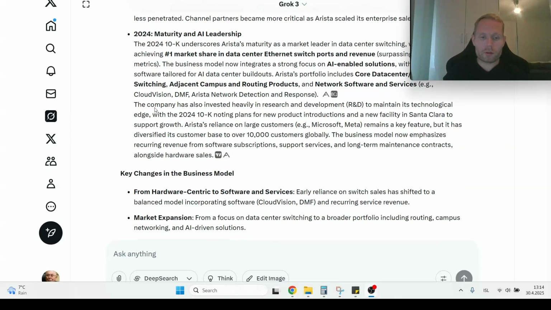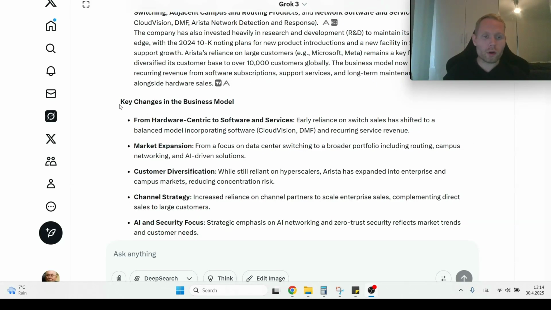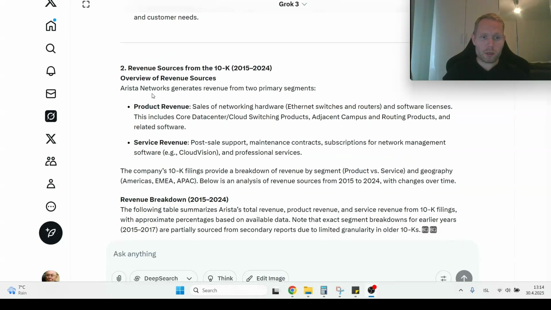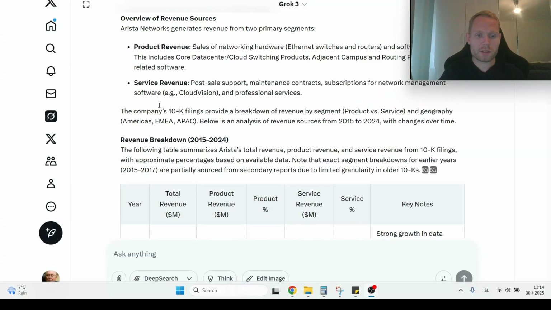If we keep on scrolling down, Grok is highlighting the key changes in the business model, going from hardware centric to software and services, which is good, expanding their markets and diversifying their customers. And here Grok is explaining to us their revenue sources, which is product revenue and service revenue.